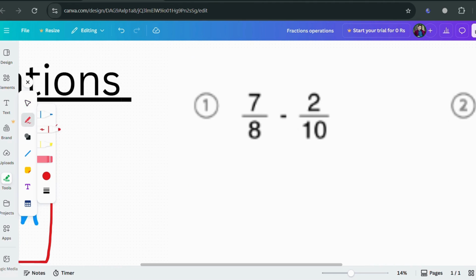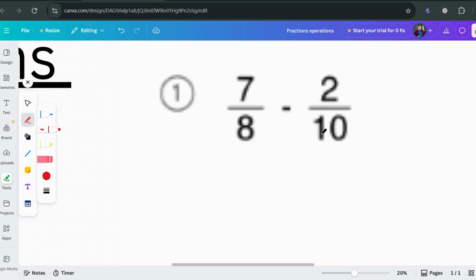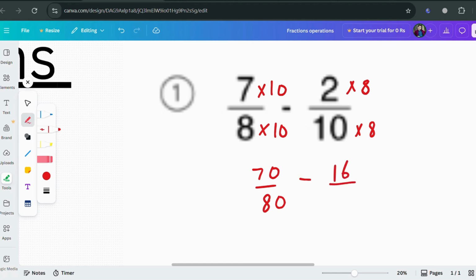For this one, as you can see, we have different denominators. One is 8 and the other one is 10, right? In order to solve it, I need to make the denominator common, so we have to find the LCM. If I multiply this with 10 on both sides, and multiply that value with 8 on both sides, both the numerator and the denominator, I will get 70 over 80 minus 16 over 80. This way I can subtract them.